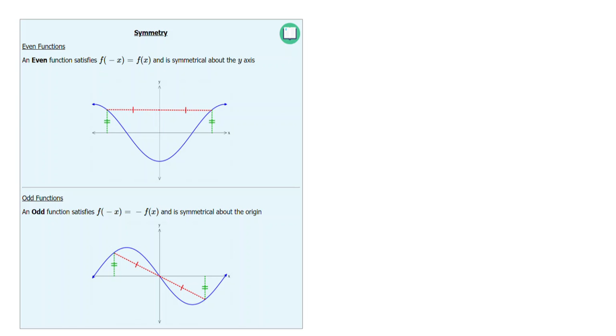Now let's take a look at symmetry. There are two basic types of symmetry that we're going to look at, and that's even symmetry and odd symmetry. An even function satisfies f of negative x is equal to f of x, and that will make it symmetric about the y-axis if it's evenly symmetric.